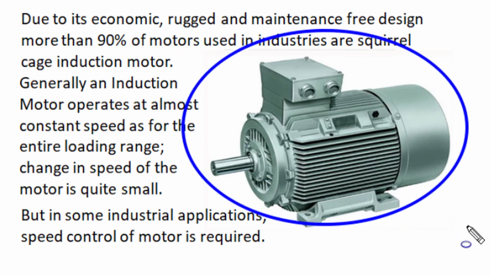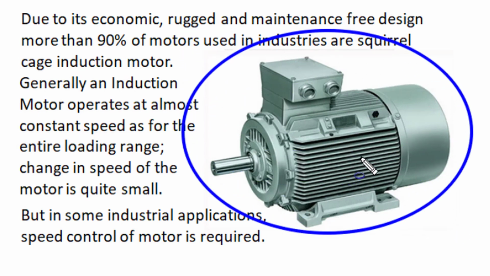The electric motor shown in this blue ellipse is a three-phase squirrel cage induction motor, which is the most popular electric prime mover used in our world due to its economic, rugged and almost maintenance-free basic design and operation. More than 90% of motors used in industries are such three-phase squirrel cage induction motors.